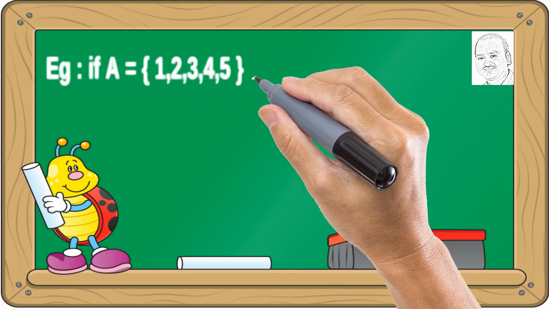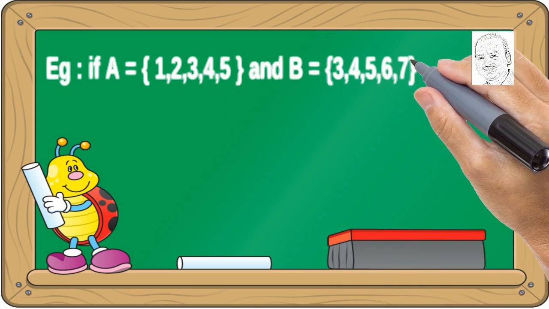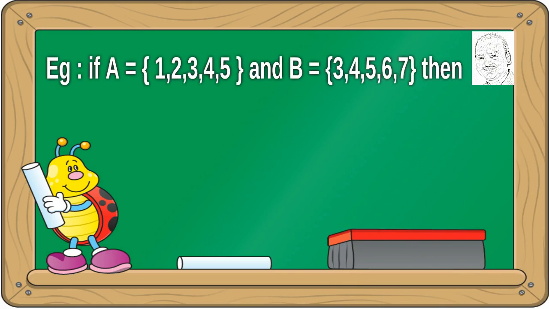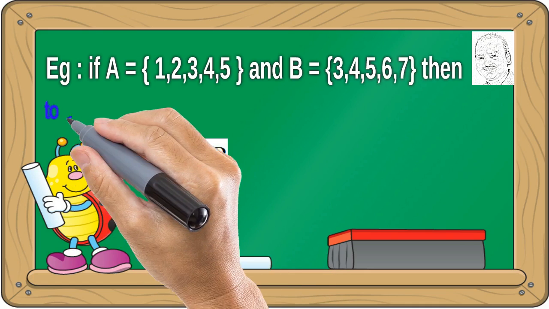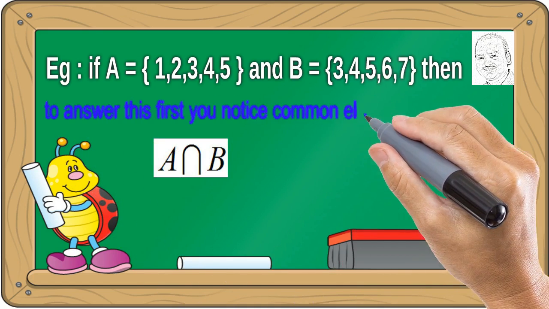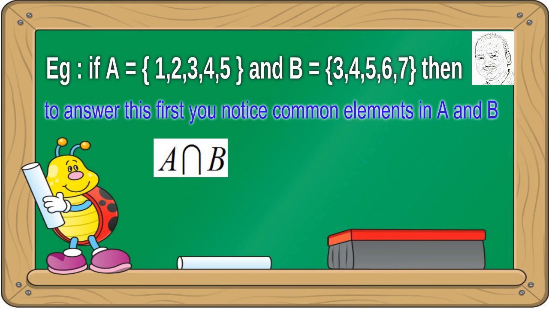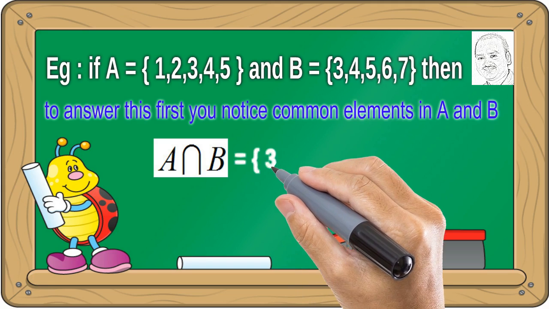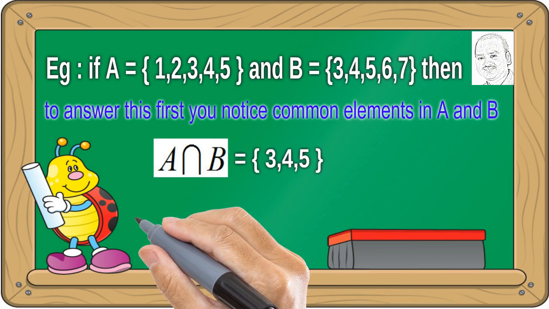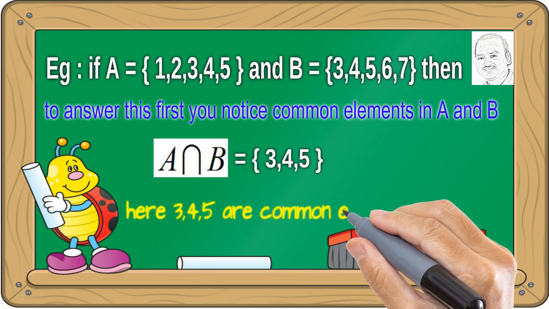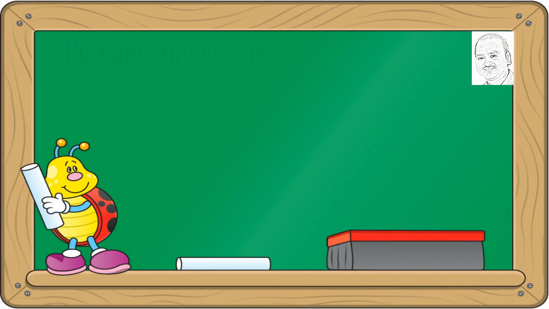Let us examine an example. If A is equal to {1, 2, 3, 4, 5} and B is equal to {3, 4, 5, 6, 7}, then find A intersection B. To answer this, first you notice common elements in A and B. Here the common elements are 3, 4, 5. So A intersection B is equal to {3, 4, 5}. So A intersection B means common elements belonging to A and B.